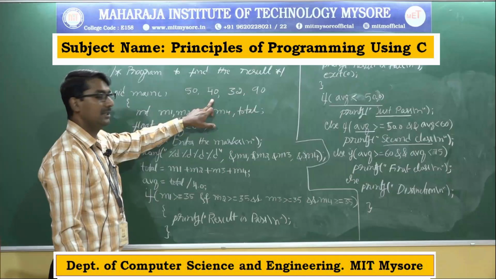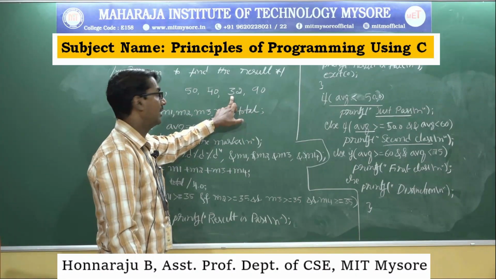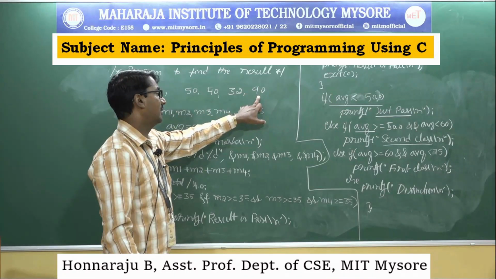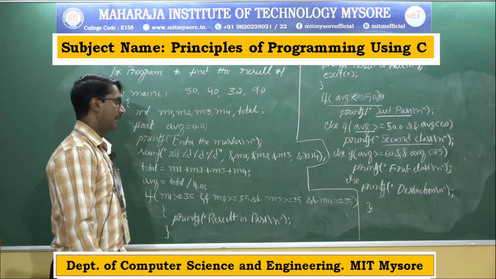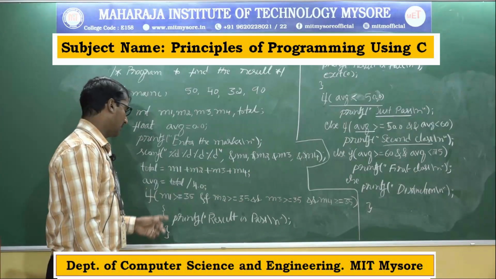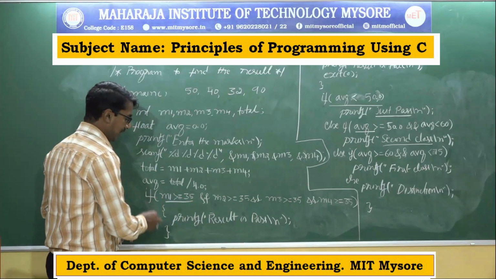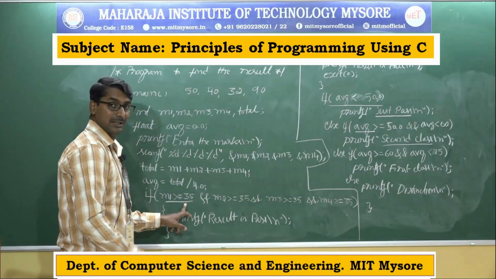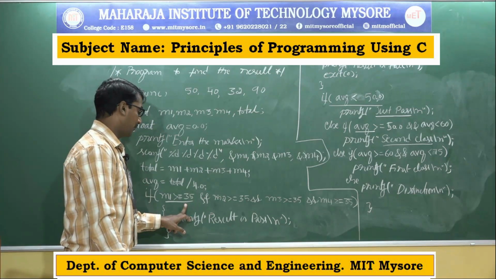So 50 plus 40 is 90, 90 plus 32 is 122, plus 90 is 212. So the total marks is 212. Now we find the average. Here the values will be verified, that is M1 greater than or equal to 35. So 50 greater than or equal to 35, condition is true.